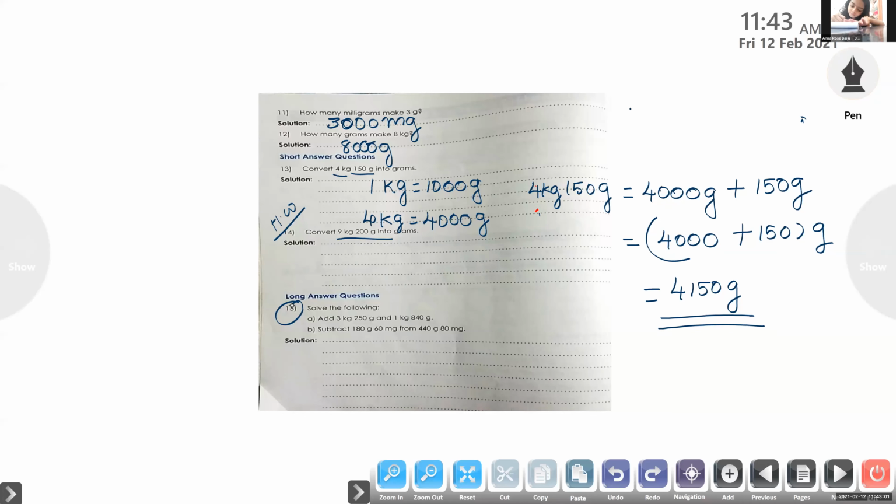A. Add 3 kilogram 250 gram and 1 kilogram 840 gram. If you know, those who have completed. Now have you all completed? Krishna, have you completed? No, ma'am. What are you doing, my dear? I'm finished. Okay.